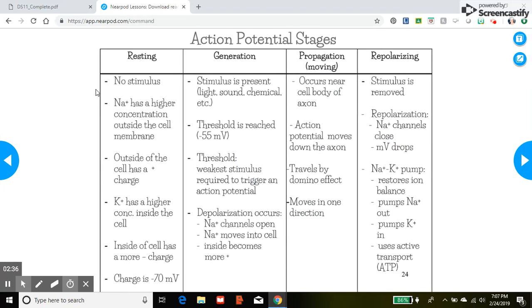Okay, so here's kind of what's going on in each of the action potential stages. And if you guys just want to wait on this one to copy it down and take a picture of it later on, that's totally fine.